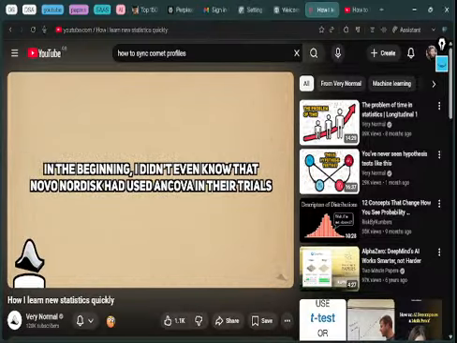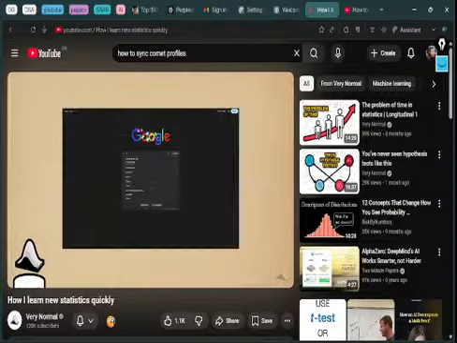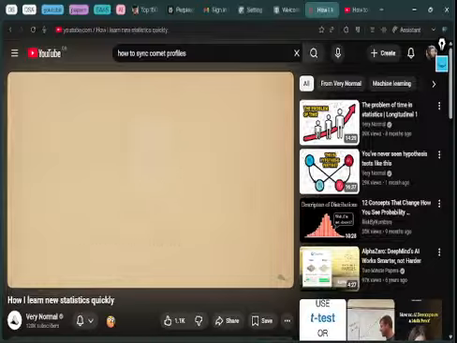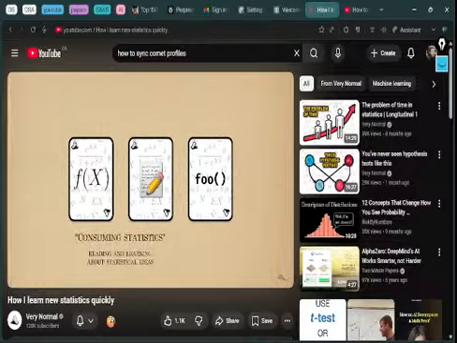To be honest, when I was still learning, I didn't even know that Novo Nordisk had used ANCOVA in their trials. I literally just looked up semaglutide on Google and got lucky with the first results. But you can do this with other companies as well. Step 3 in my process is to start working with code. The first 2 steps really involve being a statistics consumer, just reading about and understanding the model itself.